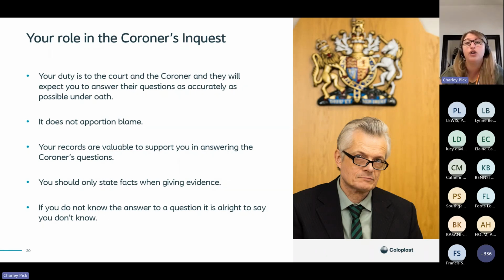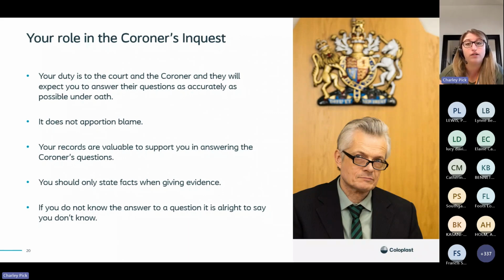And this is where your documentation will come in handy, because you won't be able to remember everything that happened. So you will rely heavily on your documentation if you were called to a coroner's inquest. It's not there to apportion blame, and your records will be invaluable to support you in answering the coroner's questions. You should only state the facts when giving evidence. Don't add anything to the story. Don't make anything up. Just stick to the facts.